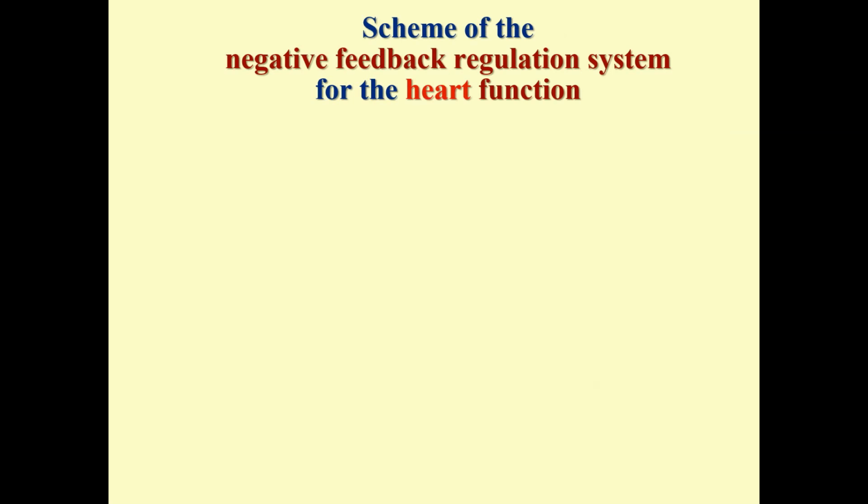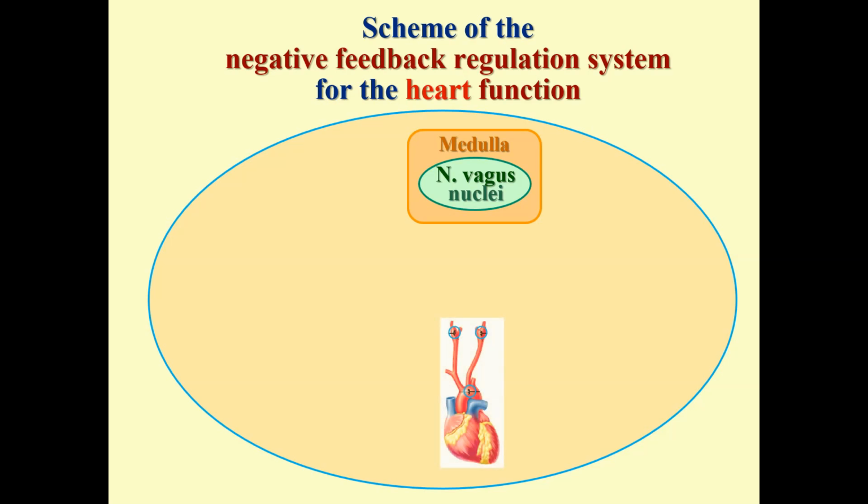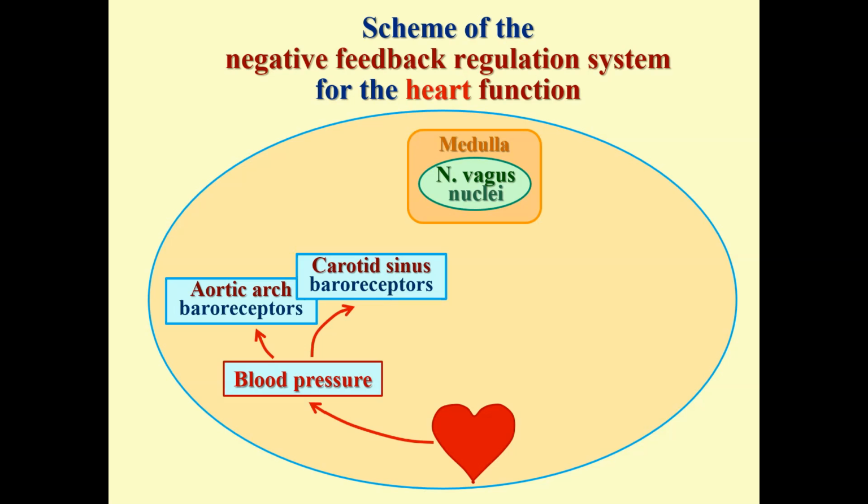So let's try to sum it up by forming a simple scheme of the negative feedback regulation system. Let it be the medulla, this portion. And exactly within the medulla we have nuclei of the nervus vagus, which take a large portion of the medulla. And somewhere, not far, we have the heart. For schematic purposes, we'll substitute it by the simplest symbol of the heart. And you see, the heart produces a certain level of blood pressure, which is controlled in two areas. Blood pressure is controlled by aortic arch baroreceptors and by carotid sinus baroreceptors.